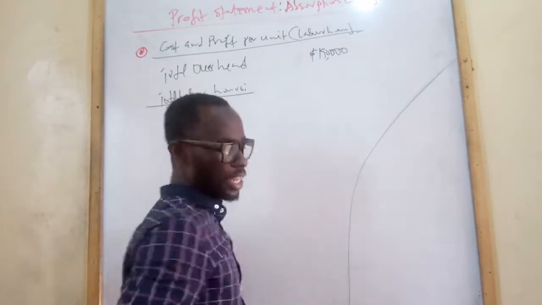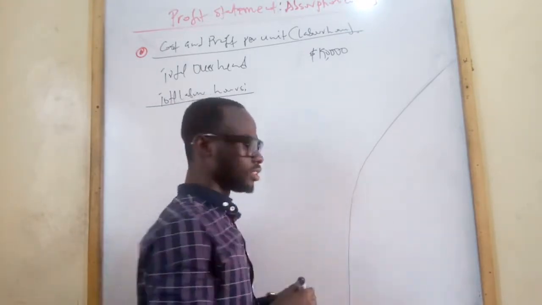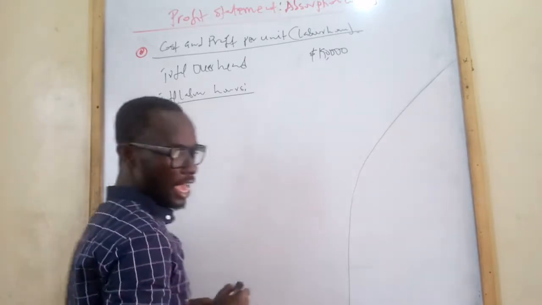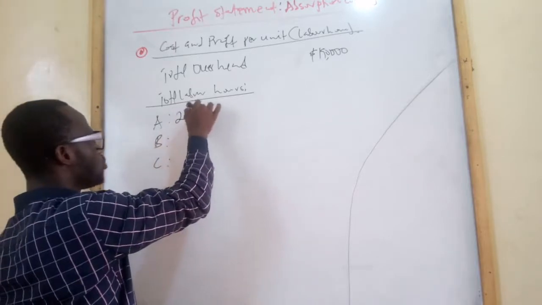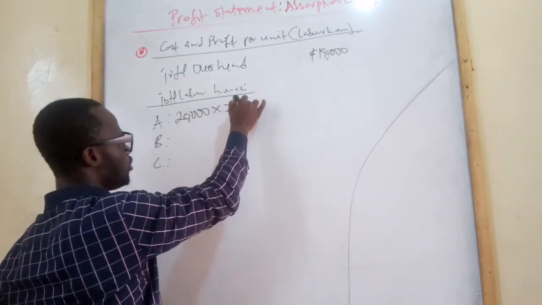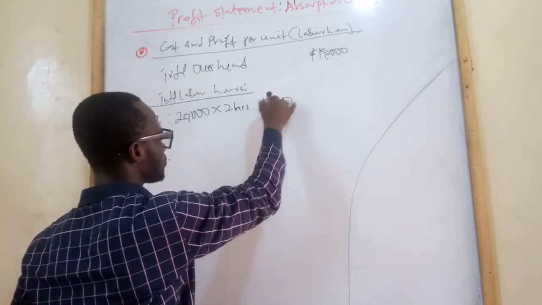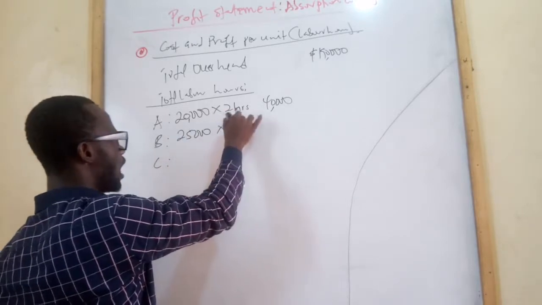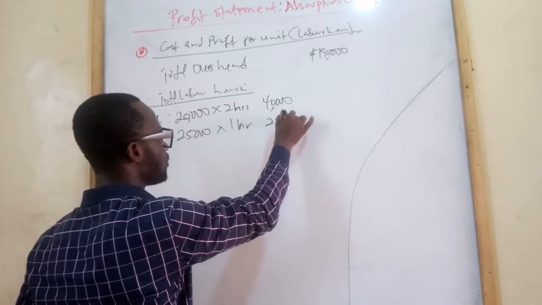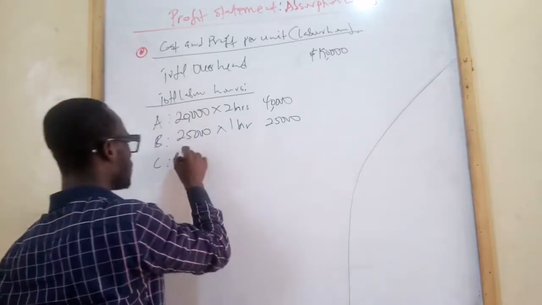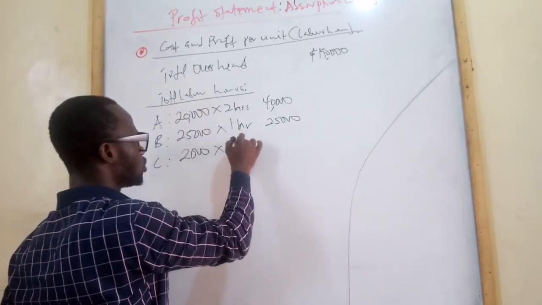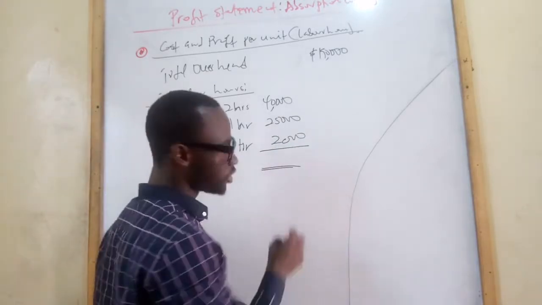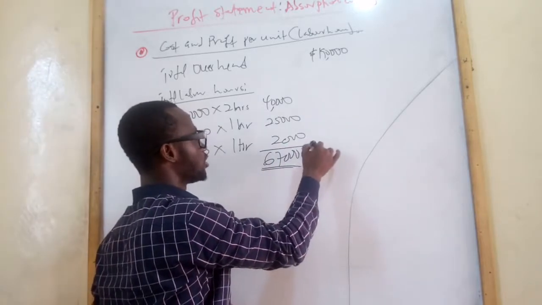Now, to get the total labor hours, it is going to be based on the product and then the labor hours per unit. We have 3 products, A, B, and C. A is 20,000. We were told that it uses 2 hours per unit, and that will be 40,000. B is 25,000, and it uses an hour, and that will be 25,000. And then C, it's 2,000 units, and that one also uses 1 hour, and that's going to be 2,000. So when we add, that will give us the total hours of 67,000 hours.